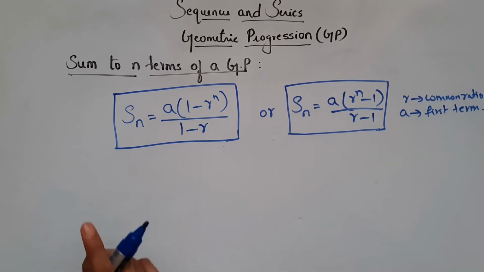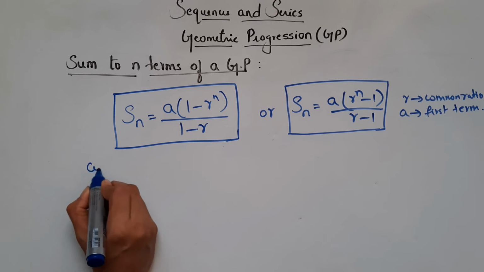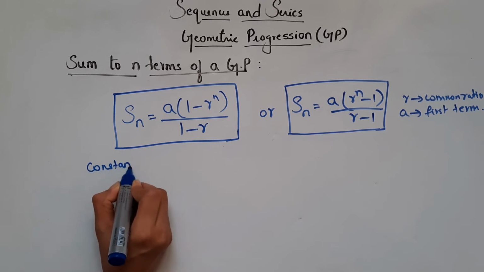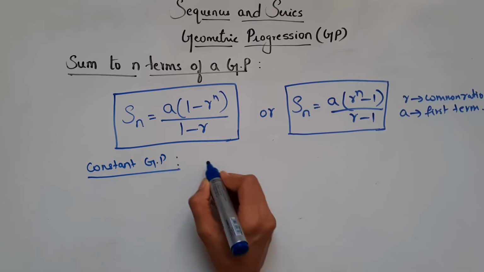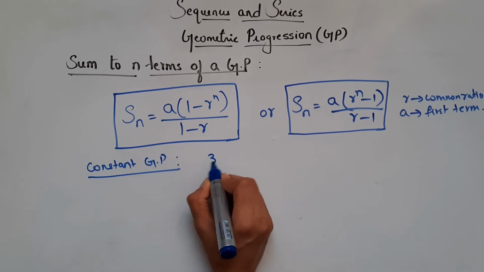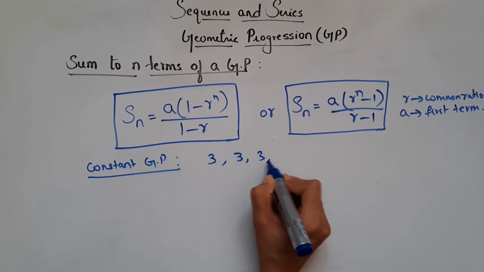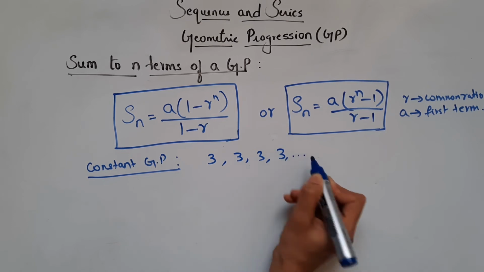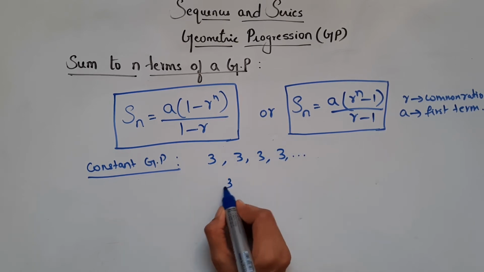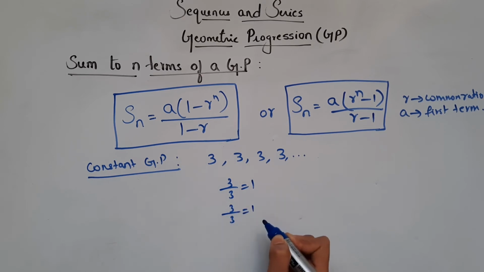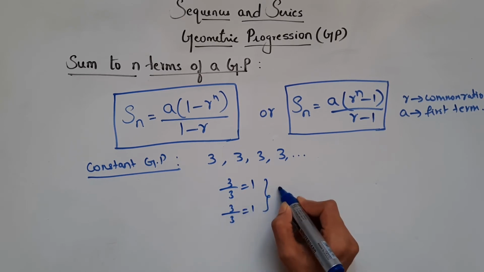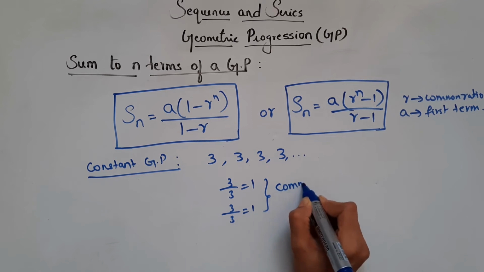Now in case you have a constant GP, what is a constant GP? Where all the terms in the sequence are constant. Let's say 3, 3, 3, 3 and so on. If you see this sequence, here 3 by 3 is 1. Similarly 3 by 3 is also 1, right? So here the common ratio is 1, which is a constant.